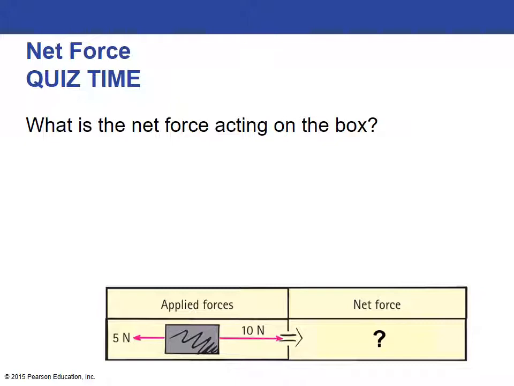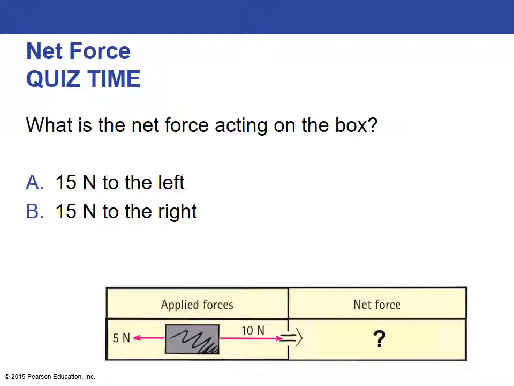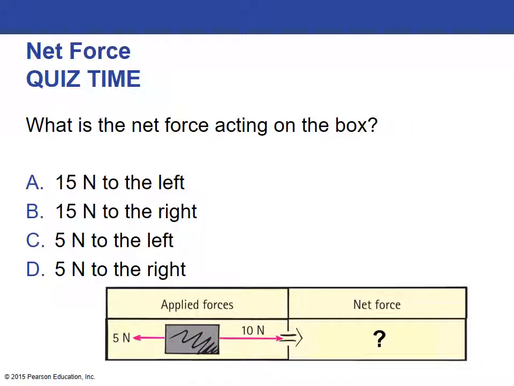Here's one with a picture. All right? You've got a block, it's got 10 newtons pulled to the right and 5 newtons pulled to the left. What is the net force? Is the result that we're 15 newtons to the left, 15 newtons to the right, 5 newtons to the left, or 5 newtons to the right? And in case you're like me, this is right, this is left.